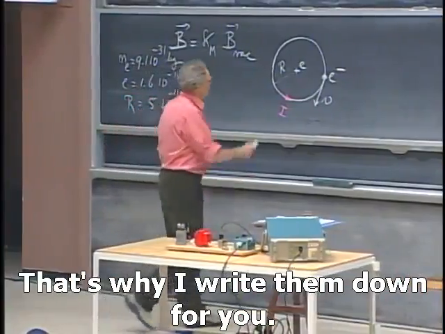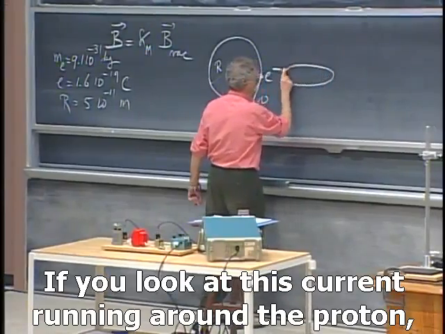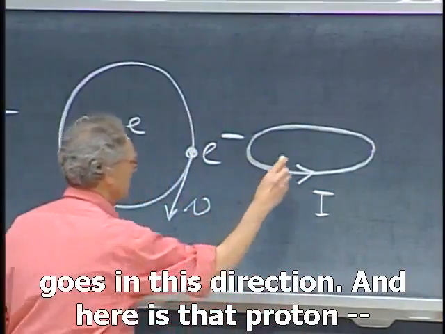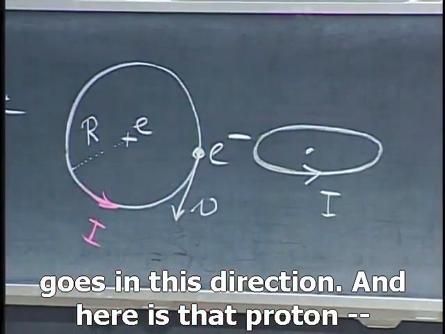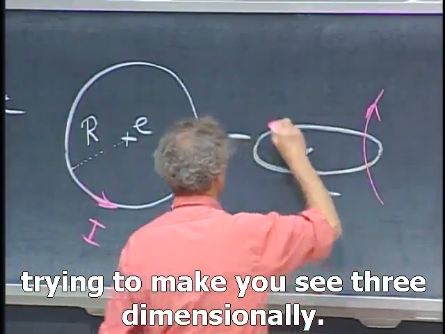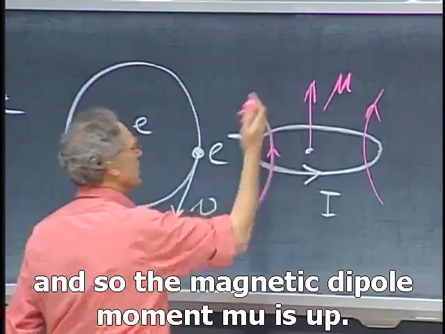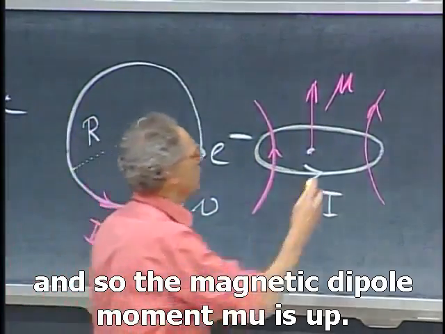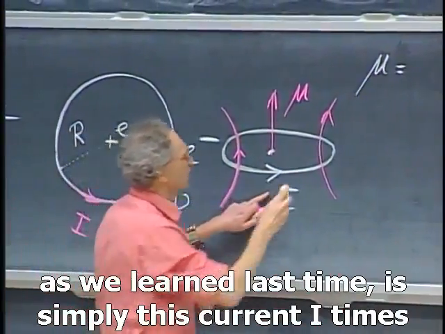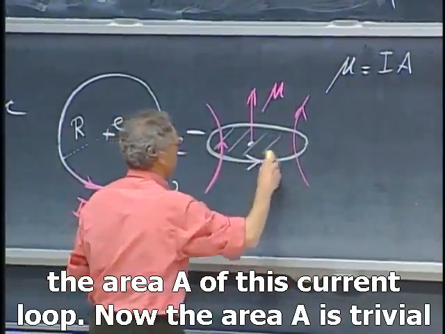If you look at this current running around the proton, it's really a current, which, say, goes in this direction, and here is that proton, trying to make you see three-dimensionally, then it creates a magnetic field in this direction, and so the magnetic dipole moment mu is up, and the magnitude of that magnetic dipole moment, as we learned last time, is simply this current I times the area A of this current loop.